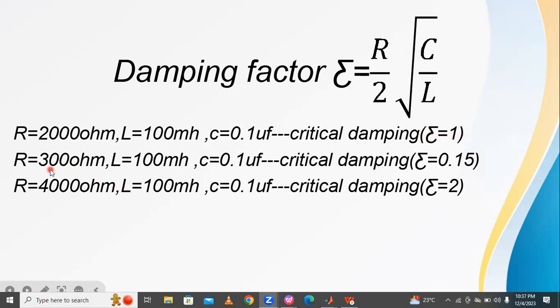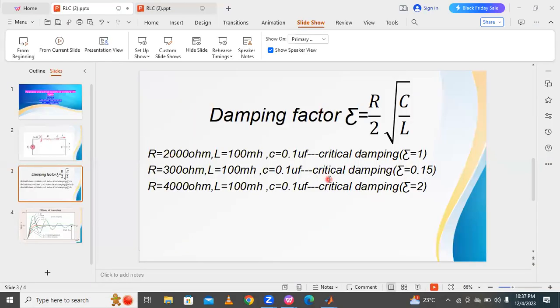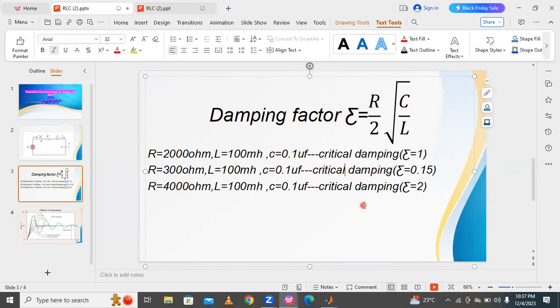Now substituting R is equal to 300 ohms, with the remaining L and C maintained constant, only changing the value of R. Then the damping factor is 0.15. Zeta is equal to 1 is called critical damping, and zeta is equal to 0.15 is called under damping. And next, zeta is equal to 2 is called over damping.